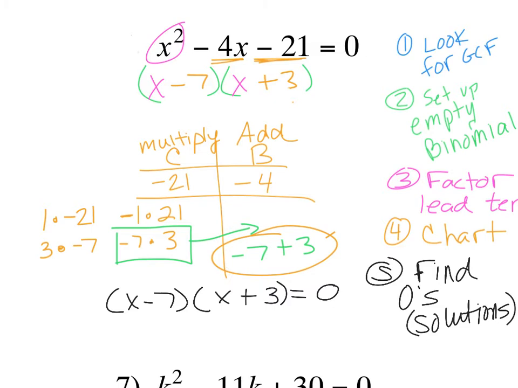So we need to figure out for each of those binomials, what would the value for x be so that x minus 7 equals 0. And obviously that would be a positive 7. And then what value for x would make this binomial equal to 0? That would be a negative 3, because a negative 3 plus a positive 3 would be equal to 0. So those are my two solutions.